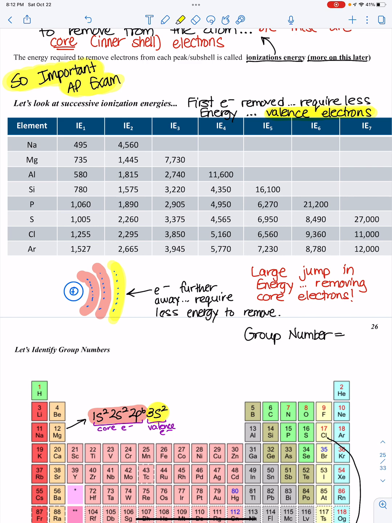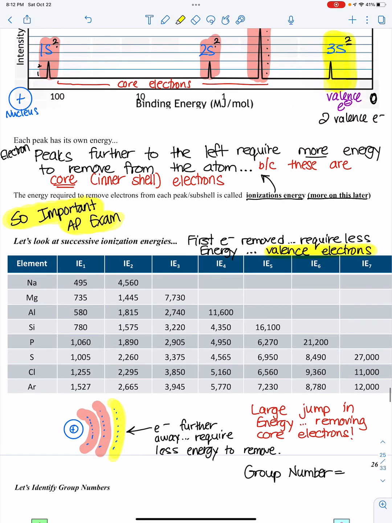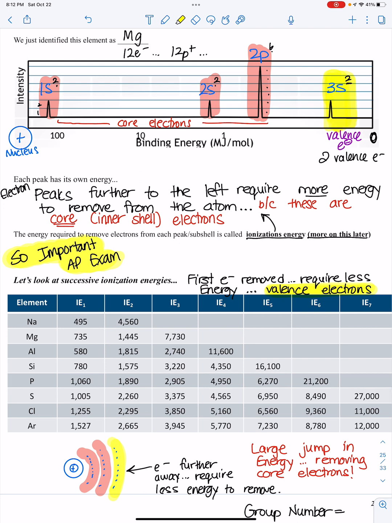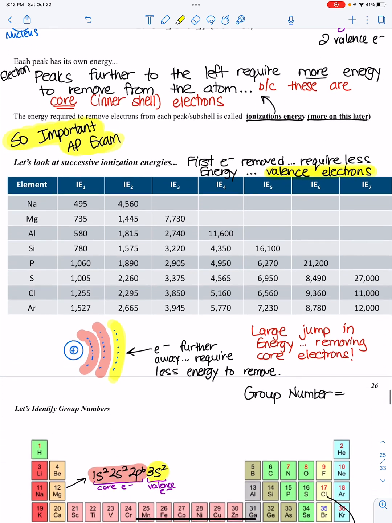When I say successive, just to make sure, successive means next to or coming after. So like 1s, then 2s, then 2p, then 3s. That's what I mean by successive, that things come after each other. It might not be the same order.